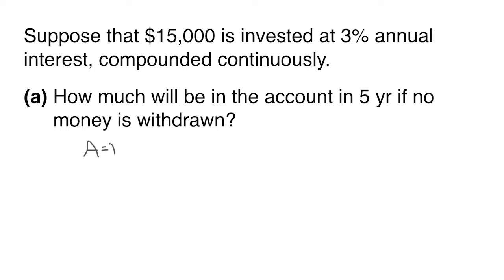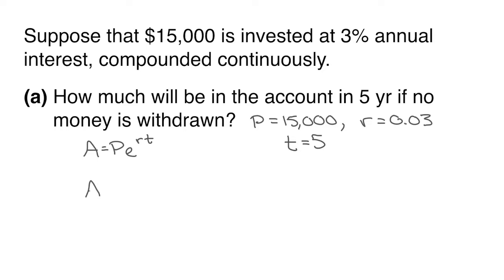A is equal to P times e to the RT, where A is the amount in the account after T years, where R is the rate and P is the initial principal invested. In this case, we're told that P is equal to 15,000. R is 3%, and so as a decimal, R is equal to 0.03. And we're asked how much will be in the account after 5 years, so we're going to let T equal 5.